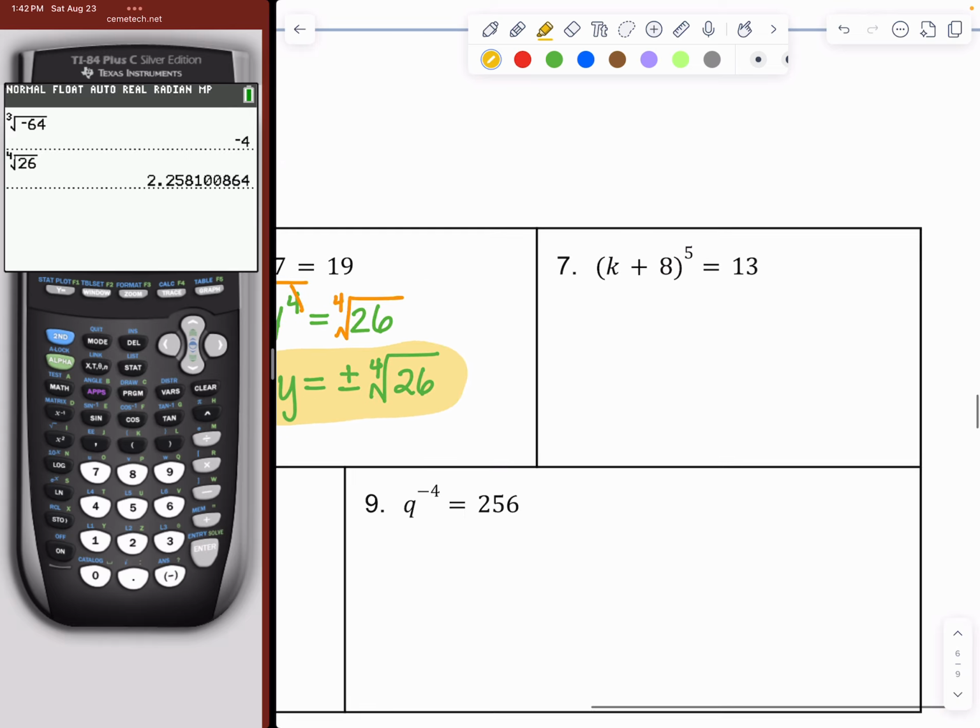Number 7. First thing you would look and see, k is on the inside of the parentheses. You have it raised to the 5th power. So we want to take the 5th root.